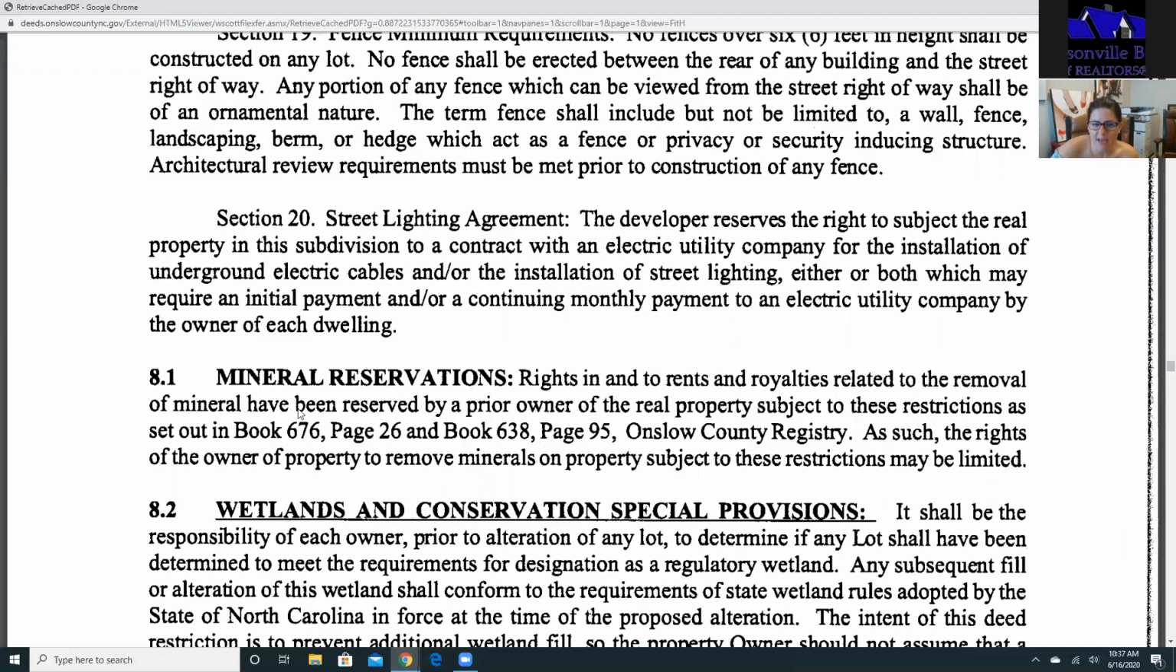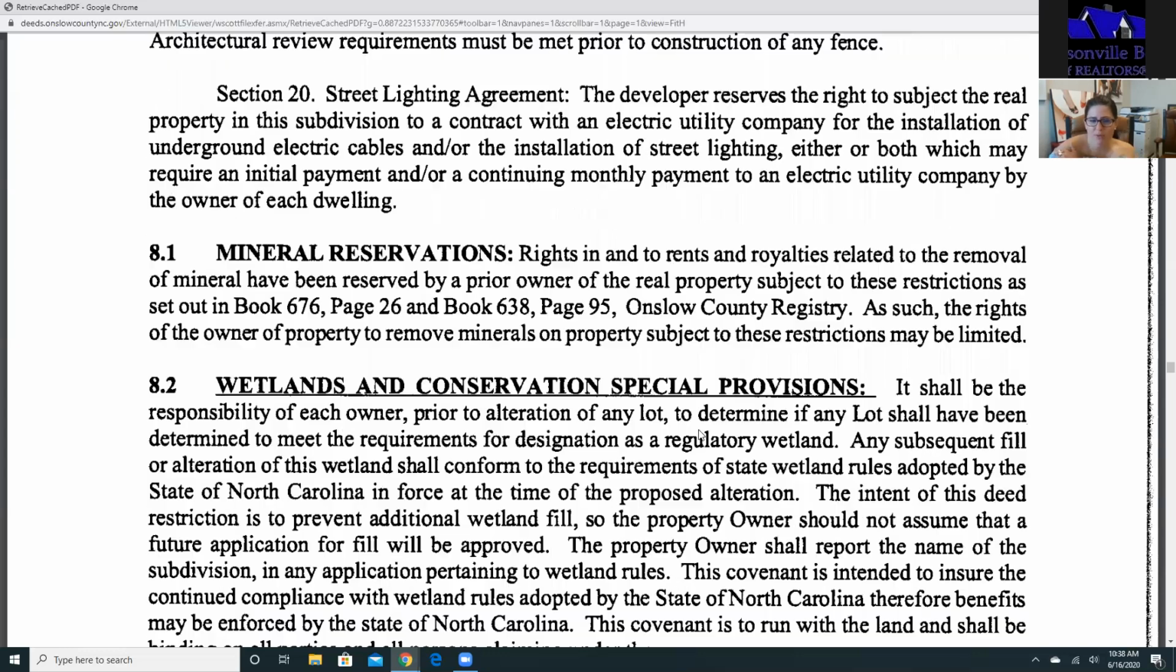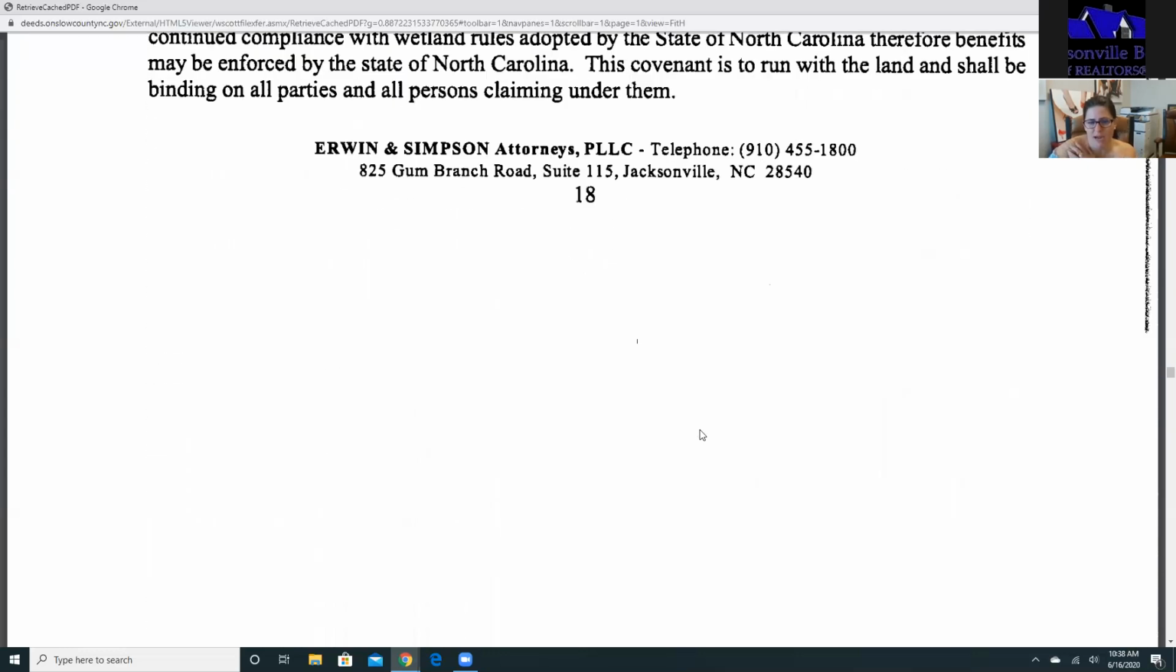So you need to go back to 676.26 and 638.95, and you need to read through what those mineral right rescissions are. And you need to make sure that your sellers are disclosing that as well as possible. And if they're not, if they do want to fill that out, no representation, no, this is a material fact and you know it now. Okay. So make sure that you are reading through these because it does make a difference for how you're listing houses.